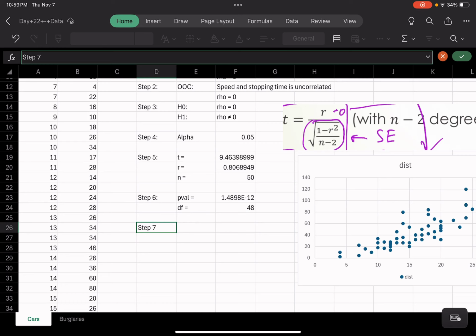I'm just going to go to step 7 here. Is p-val less than alpha? Yes, it is. I'm going to reject the null. When the p is low, the null must go. All right, now, step 8.